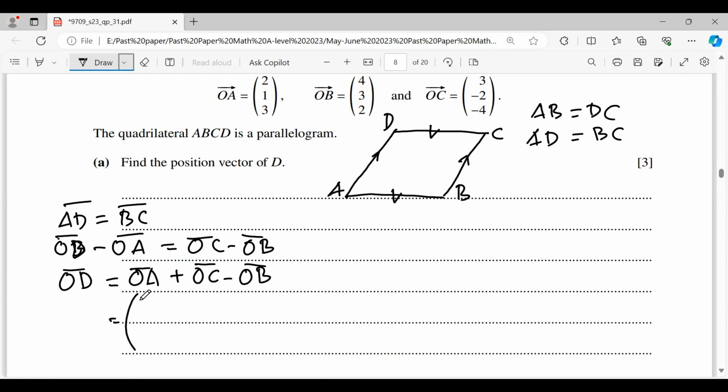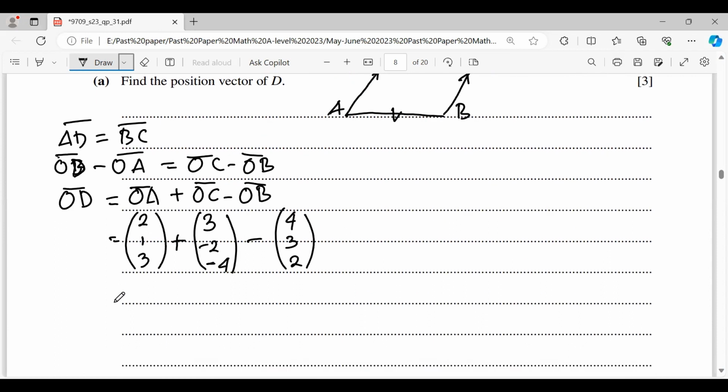OA is (1, 2, 1, 3), plus OC is (1, 3, negative 2, negative 4), minus OB (4, 3, 2). Five minus 4 is 1, negative 1 minus 3 is negative 4, 3 minus 4 is negative 1, negative 1 minus 2 is negative 3.